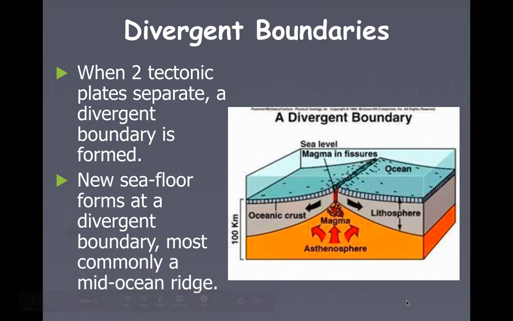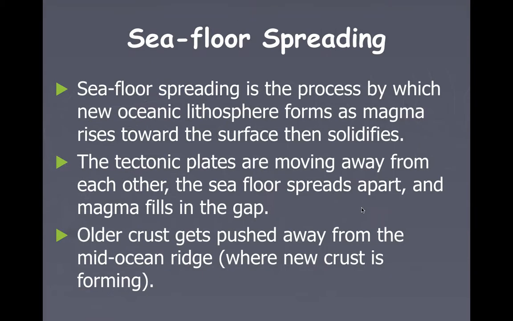All right, the second type of boundaries is the divergent boundaries. This is when two tectonic plates separate. A divergent boundary is formed. So instead of coming together like the convergent boundaries where they're colliding together, divergent plates pull apart. New seafloor forms at a divergent boundary, most commonly a mid-ocean ridge. So this is where your surfaces are coming apart and magma is coming up.